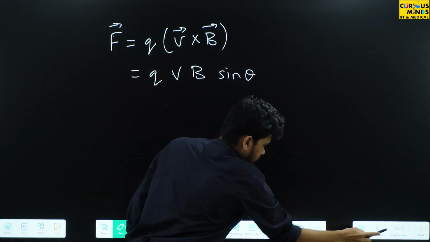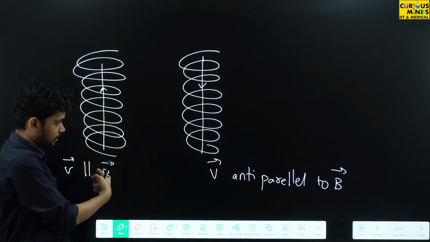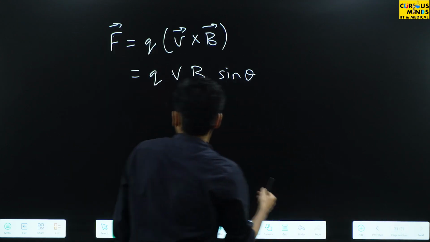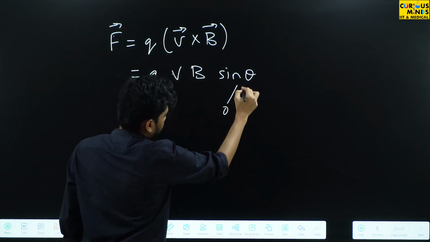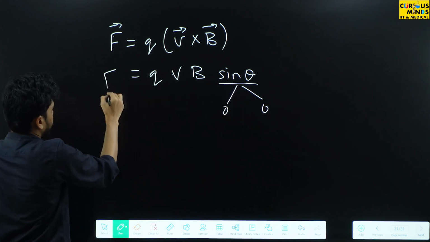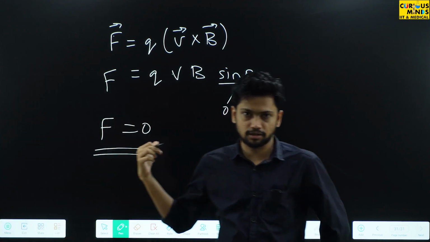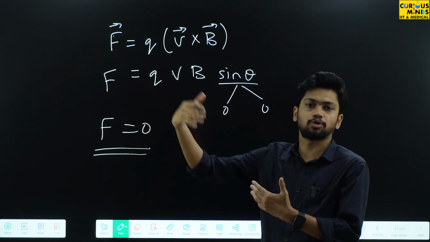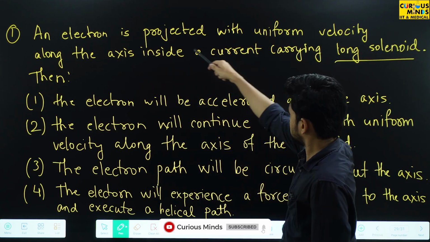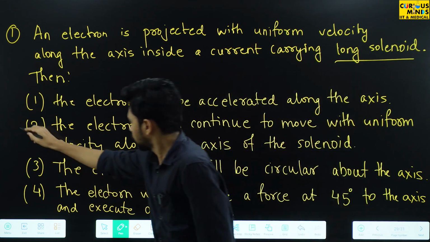So as we saw, in either of the cases, in this case the angle is going to be 0 because they are parallel, and in this case the angle is going to be 180 because anti-parallel. So in any case, either theta is 0 or theta is 180, sine theta is going to be 0, and hence our force F is also going to be 0. That means there is no net force on that charge, which is why it will keep doing whatever it was doing earlier. It was projected with a uniform velocity, so it will keep doing that, and hence our answer will be option 2.